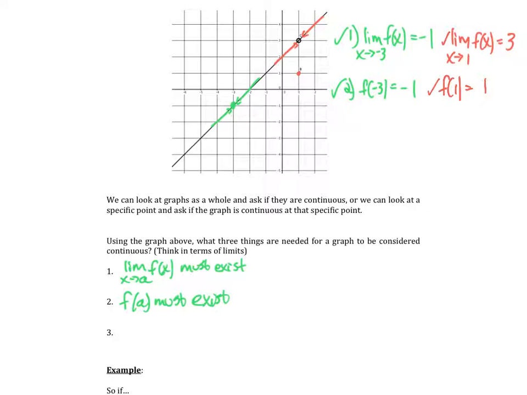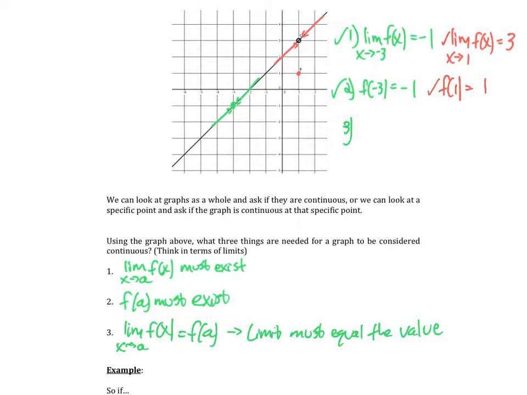The last thing that must be true is that if 1 and 2 are true, if the limit as x approaches a exists and the value exists, for the graph to be continuous, the limit as x approaches a of f of x must equal f of a. This is basically just saying the limit must equal the value. It's confusing maybe a little bit, but it's a mathematical way of just saying the limit must equal the value. So let's look at the one in green.